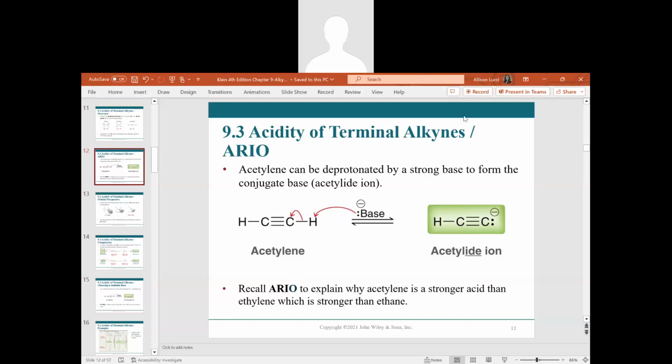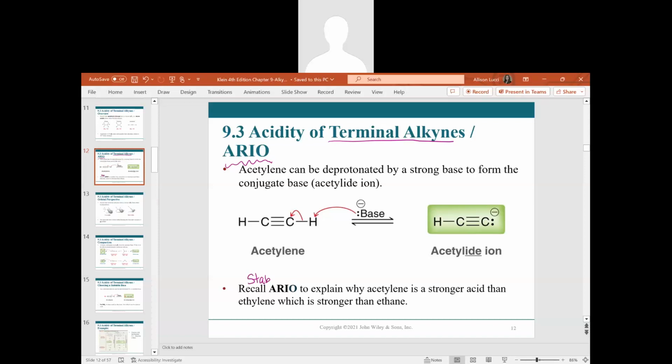In section 9.3, we're going to look at acidity, specifically of a terminal alkyne. They ask us to recall ARIO, which, if you remember, the acronym stands for the atom which has the charge, resonance, if any resonance structures are possible, inductive effects from electron withdrawing groups, and then which orbital will end up housing a negative charge. This ARIO helps us to determine stability of anions.